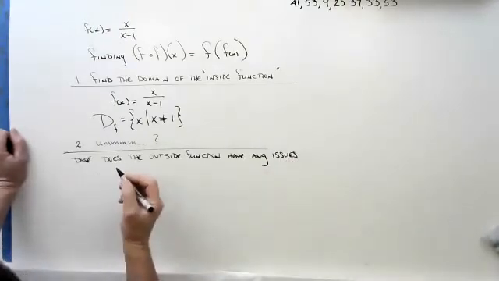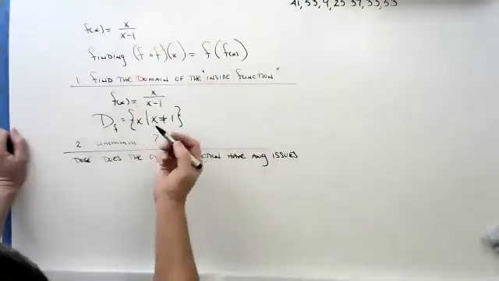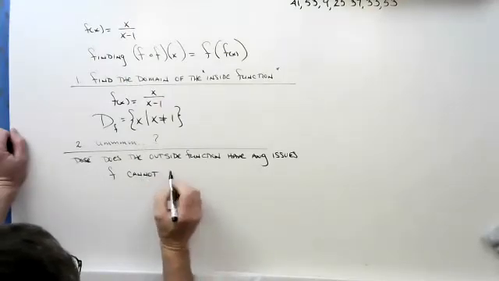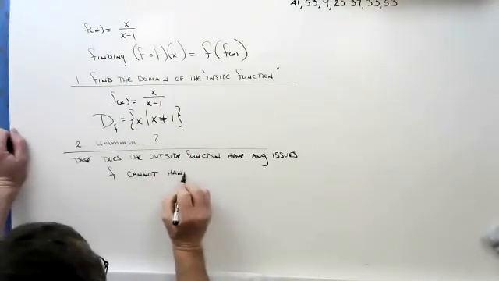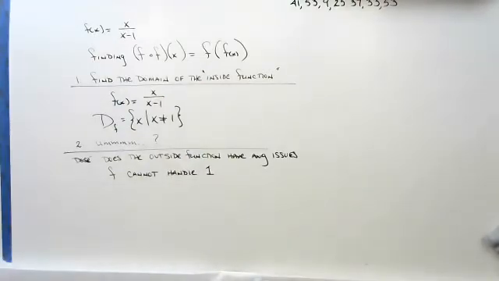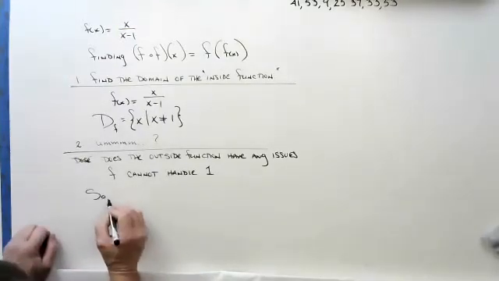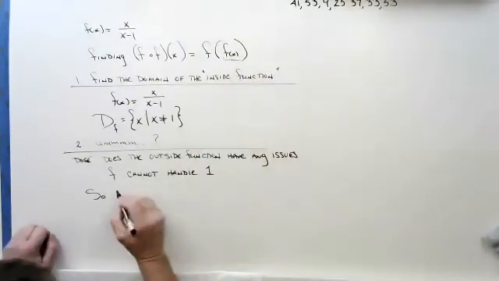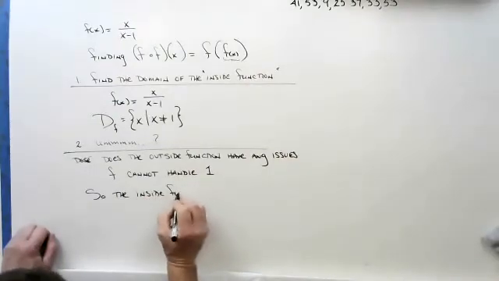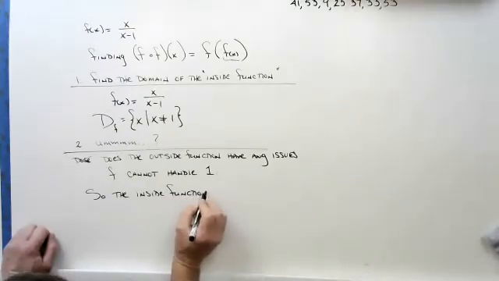And we write, yeah, it does. I mean, the outside function is f. F has issues. F cannot handle 1. You can't plug in a 1. You're not allowed to plug in a 1. So what we then said was, so the inside function cannot be 1.